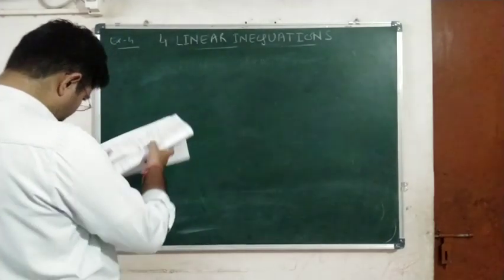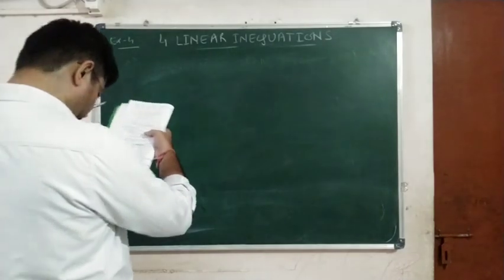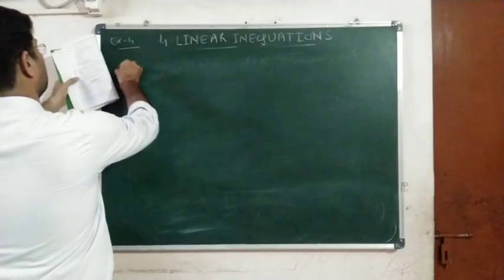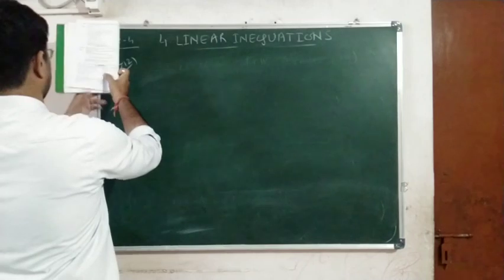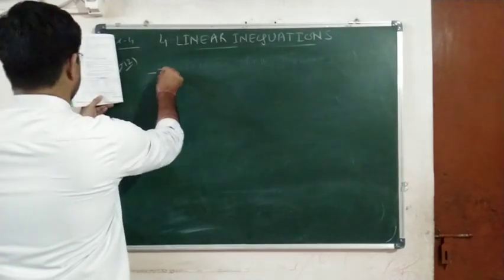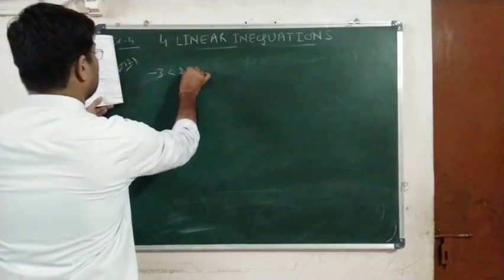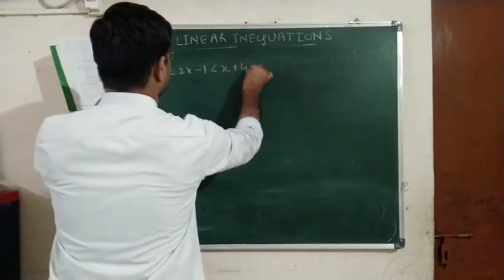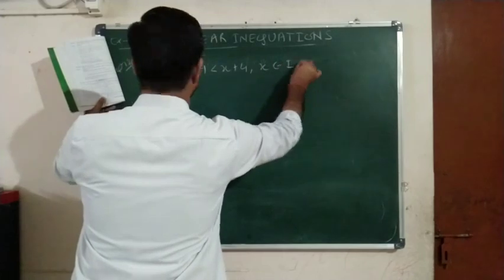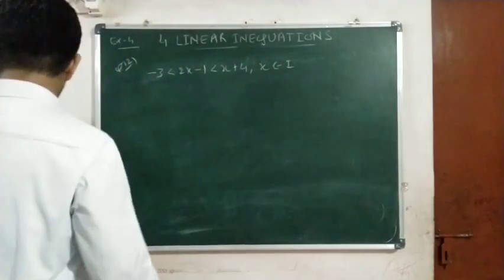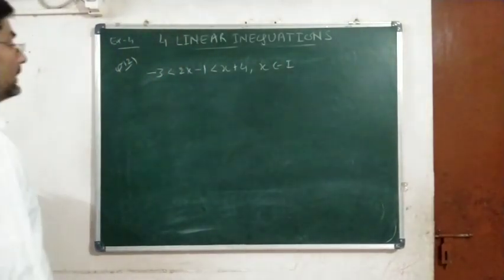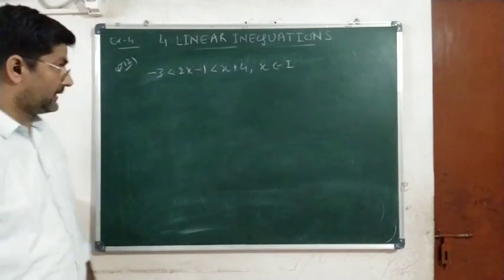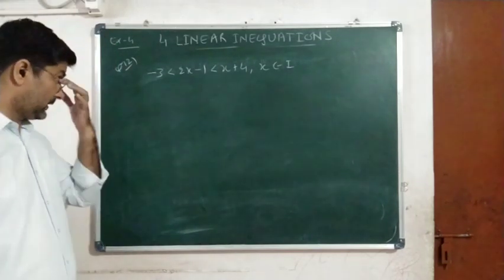So we have solved question number 11. Now let us solve question number 12. Minus 3 is less than 2x minus 1 is less than x plus 4, where x belongs to I, the set of integers. Now here two inequality symbols are there. So how to solve this?